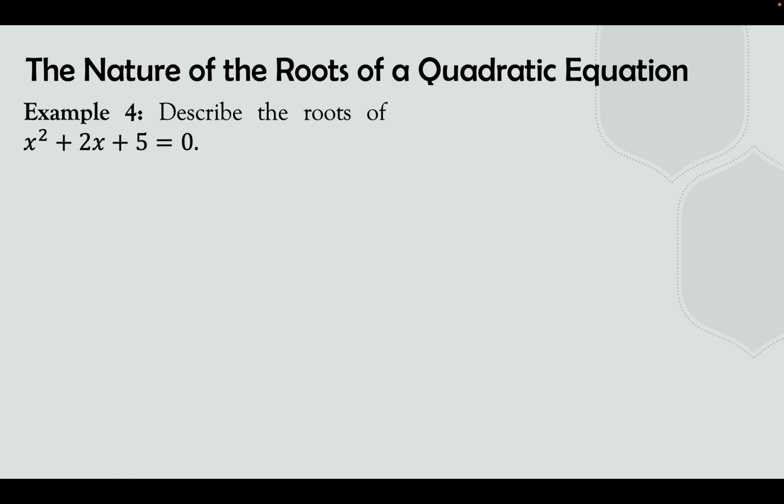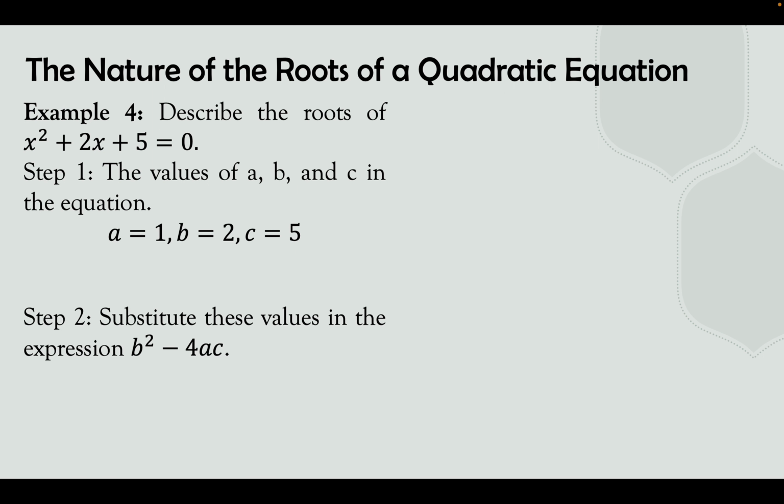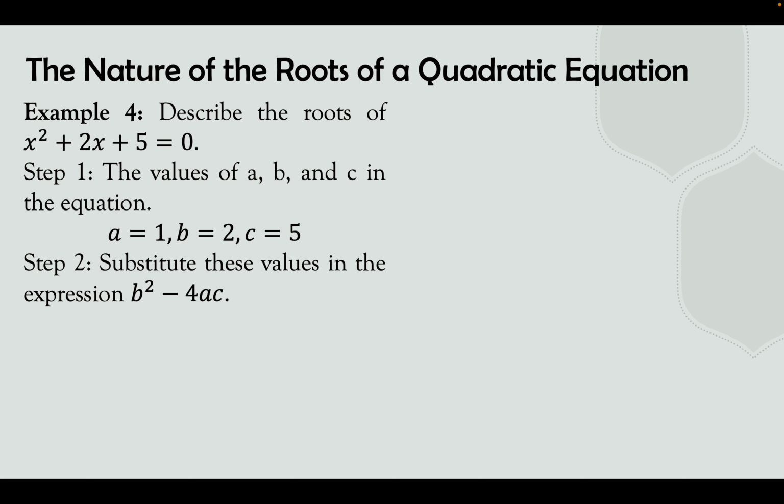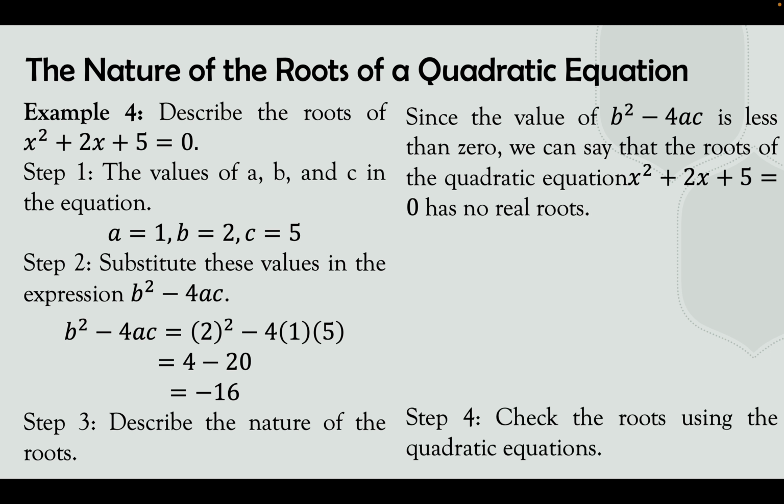Example number 4, let's describe the roots of x squared plus 2x plus 5 equals 0. So we have the values of a, b, and c. We have a is 1, b is 2, c is 5. Let's substitute to the expression b squared minus 4ac. So we have 2 squared minus 4 times 1 times 5. We have 4 minus 20. So that is negative 16. Since the value of b squared minus 4ac is less than 0, we can say that the quadratic equation x squared plus 2x plus 5 equals 0 has no real solution.